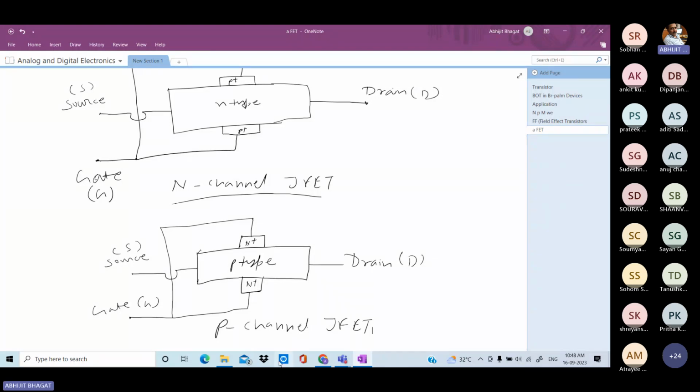Clear? You can see the difference in the construction. ठीक है? बोलो हाँ.